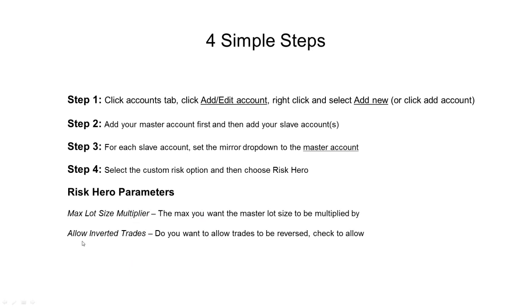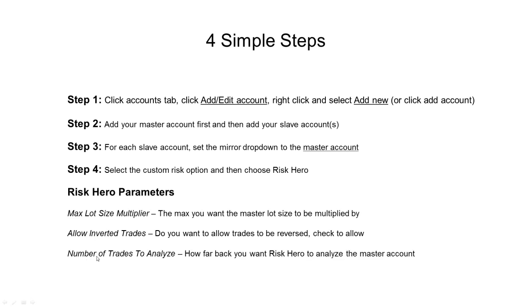And that's what the next parameter is for, allow inverted trades. When you turn that on, it's basically saying, do you want to allow trades to be reversed? So you check it off if you do, or uncheck it if you don't. And basically it's whether you want trades to be, like I showed you a minute ago, if you buy on the master and it's not doing well, it's to allow the slave to sell and reverse the trade. And it will determine when to do that.